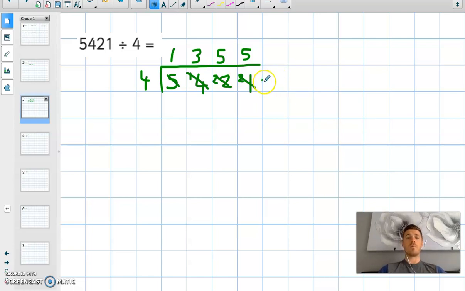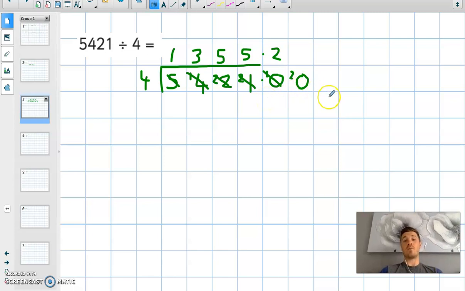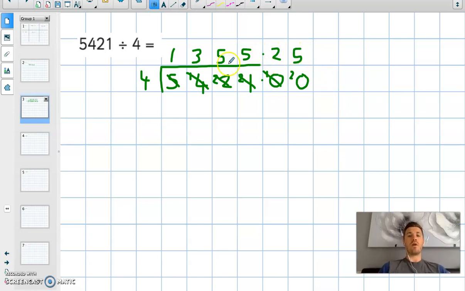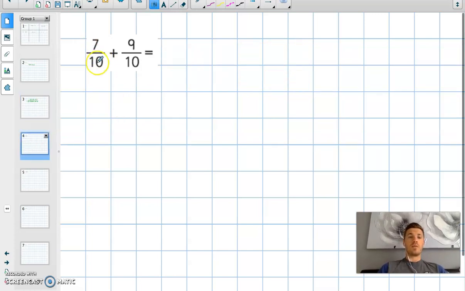So what we need to do is pop our decimal point here and put a placeholder 0 and carry the remainder 1 over to make that 10. So how many 4s are in 10? Well, there's 4, 8, there are 2, and we take the 8 away from the 10, so we're left with a remainder 2. So we need to again put another placeholder and carry our remainder over to make 20. I know that 4 goes into 20 equally without any remainders, so 20 divided by 4 is 5. So 1,355.25 is your answer.